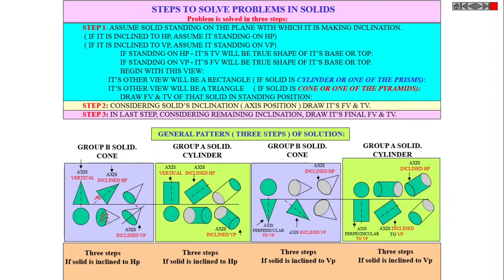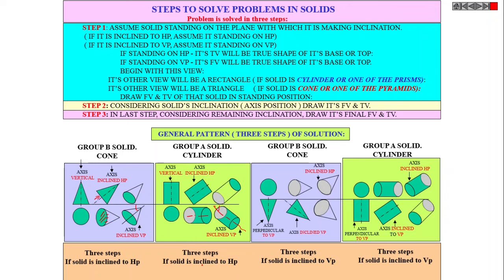Okay, then we can tilt this top view in such a way that its axis is inclined to VP. Then in this particular stage, we can say that the axis is inclined to both HP and VP. Similarly, in the case of a cylinder, in the first case the axis is perpendicular to HP, then the axis is inclined to HP. Then when we tilt this axis in the top view like this, we can see that the axis of the cylinder is inclined to both HP and VP.